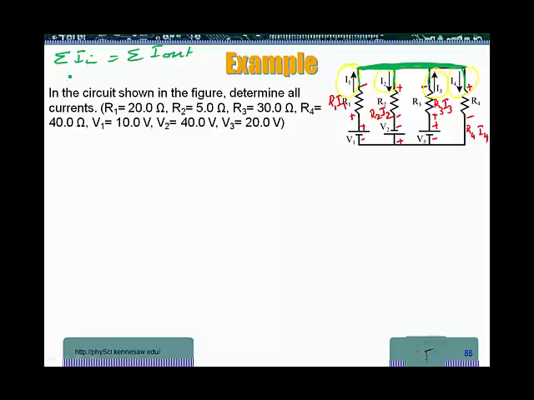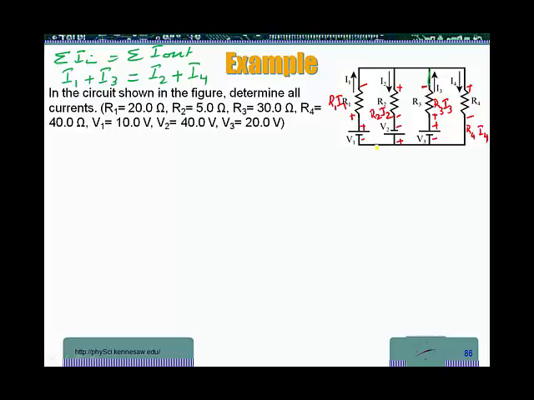Now I in is I1 and I3, I'm sorry. And the I out is I2 and I4. Okay, so that's the first equation out of the way. I'm going to try to erase this.